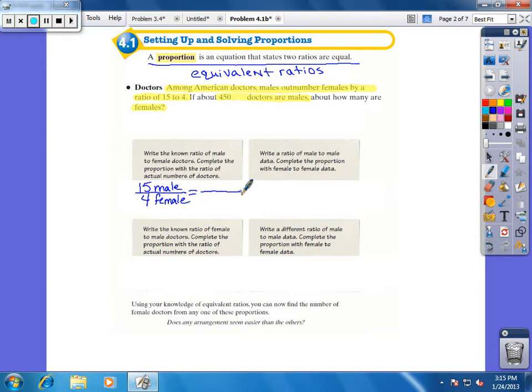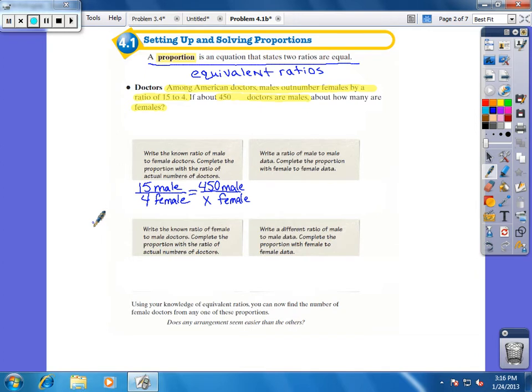Now, we're simply going to match our labels on the other side. Male to male and female to female. Given this situation, it told us that there are 450 male doctors, so we can plug that number into the top, and our unknown is there. That is one way. Let's try another way. Make sure that you are also copying these onto your handout.